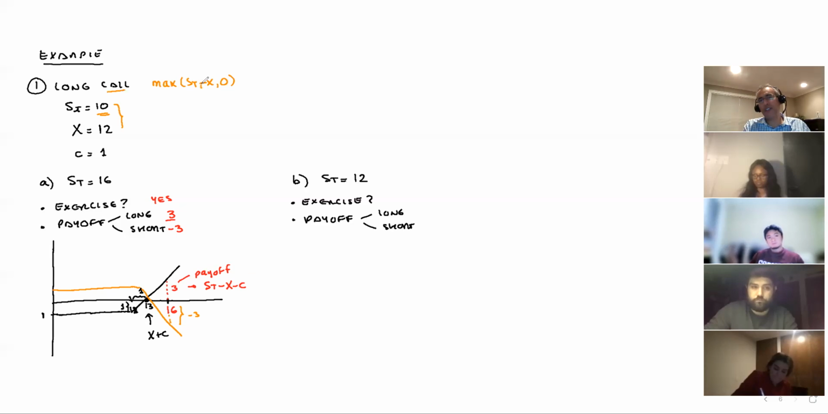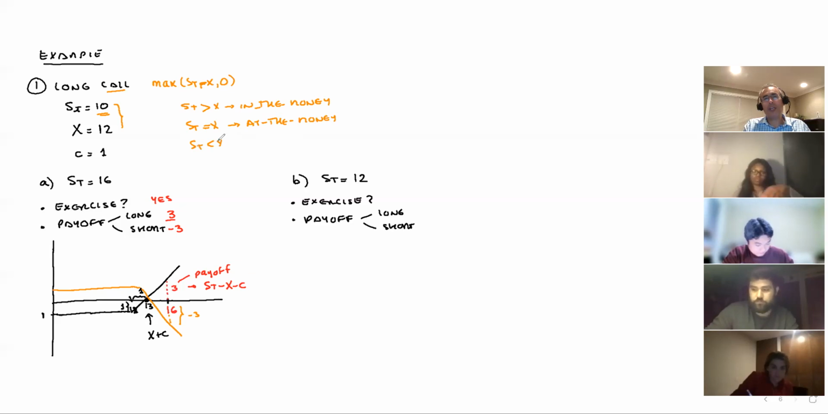And you know, this payoff assumes, guys, that C equals 0. So there is no cost. But in any case, this is for calls: if ST is larger than K, we are in the money. If ST equals K, we are at the money. And if ST is smaller than K or X, and I am writing this, I'm out of the money.